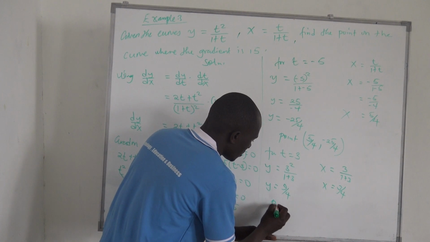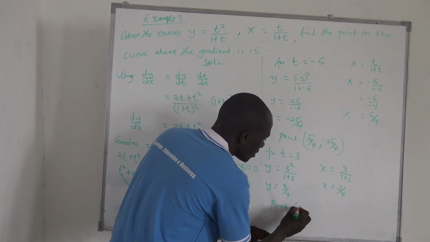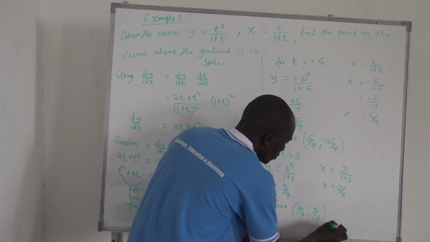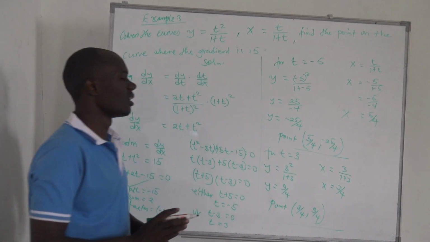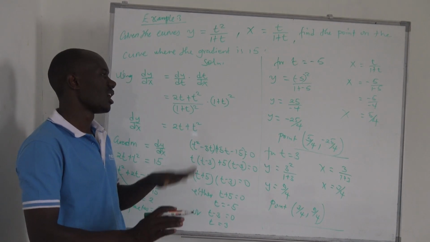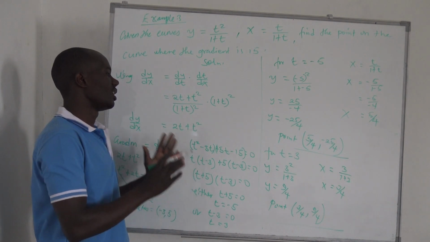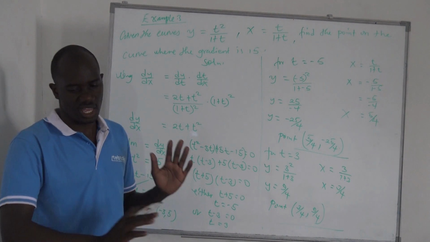What is the point? The point, you write x and y. The point is 3 over 4, 9 over 4. So those are the points which they wanted you to get when they gave those parametric equations, and that's how you're supposed to simplify up to the end. So that's what we're going to be doing.